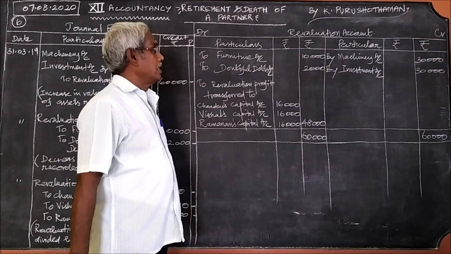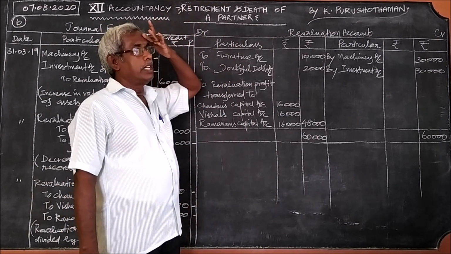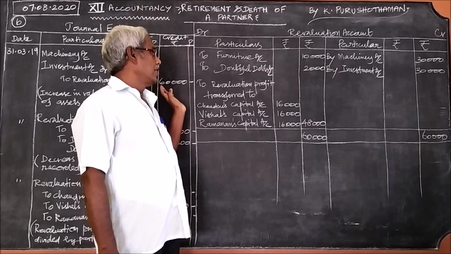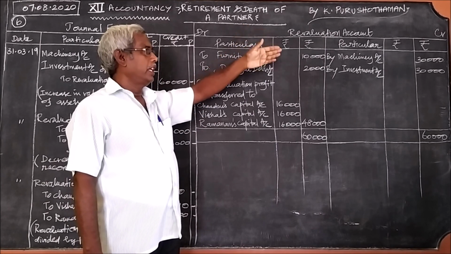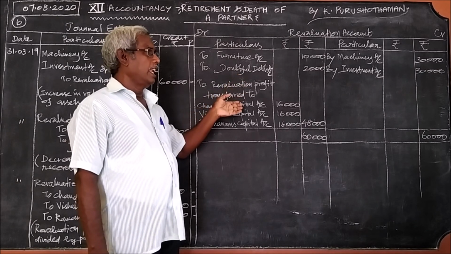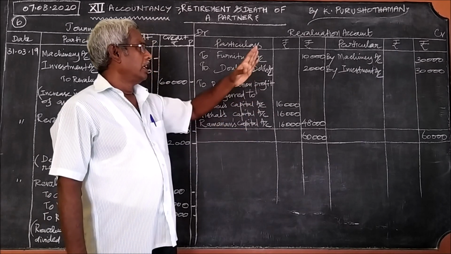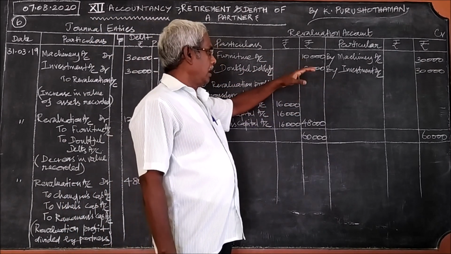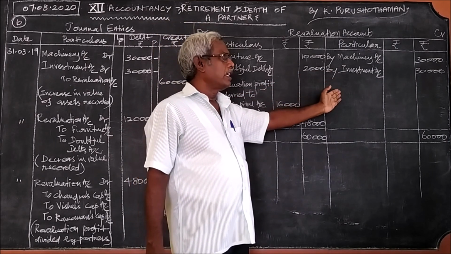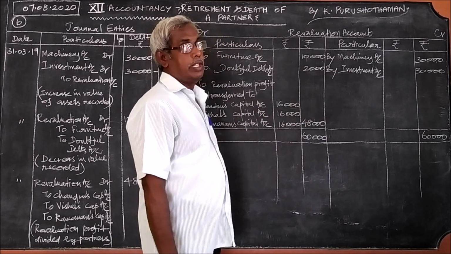Right. This is the revaluation account. Once again I repeat it. If a revaluation account is asked to be prepared separately without the journal entries, you can write all the profit items on the credit side, loss items on the debit side. If the loss is lesser, you can write revaluation profit transferred to and write it. If the loss is greater, in that case, you write by revaluation loss transferred to the partners' capital accounts, like this. That's all.